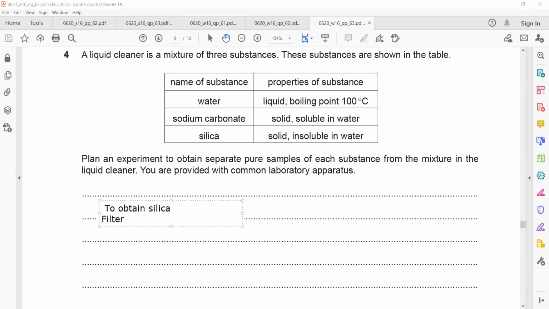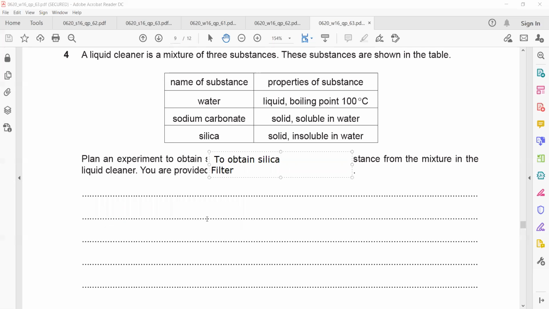So when we filter it, and wash the residue, the residue is actually silica, and dry the residue with tissue or the filter paper. That is, we obtain silica.